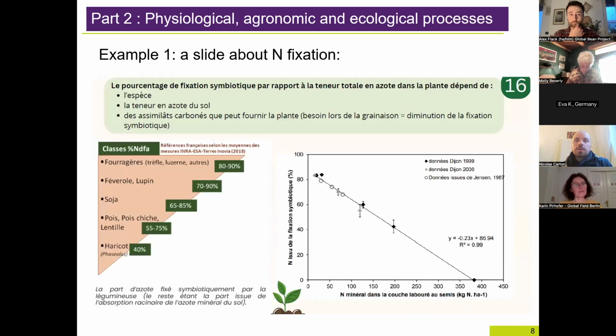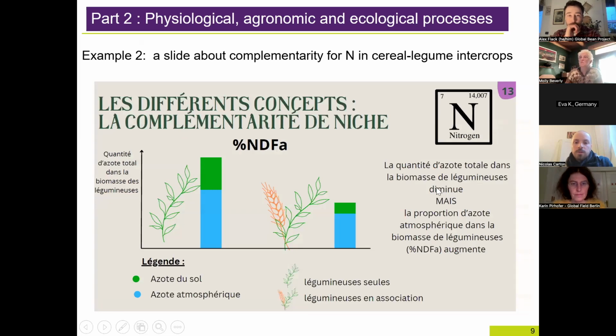I'm showing you just 3 slides of the courses they prepared as examples. I'm not going to go into details, and it's in French. So this was one slide about nitrogen fixation. They showed here on the left the different percentage of fixed nitrogen in different species. That was important for them to understand. And then on the right, it's just a diagram showing that when there is nitrogen in the soil, legumes fix less nitrogen. They tend to rely less on their capacity to fix nitrogen. So all these kind of processes were important because they had no knowledge of it before the course. Then the second group did something really nice about the complementarity in legume cereal intercrops.